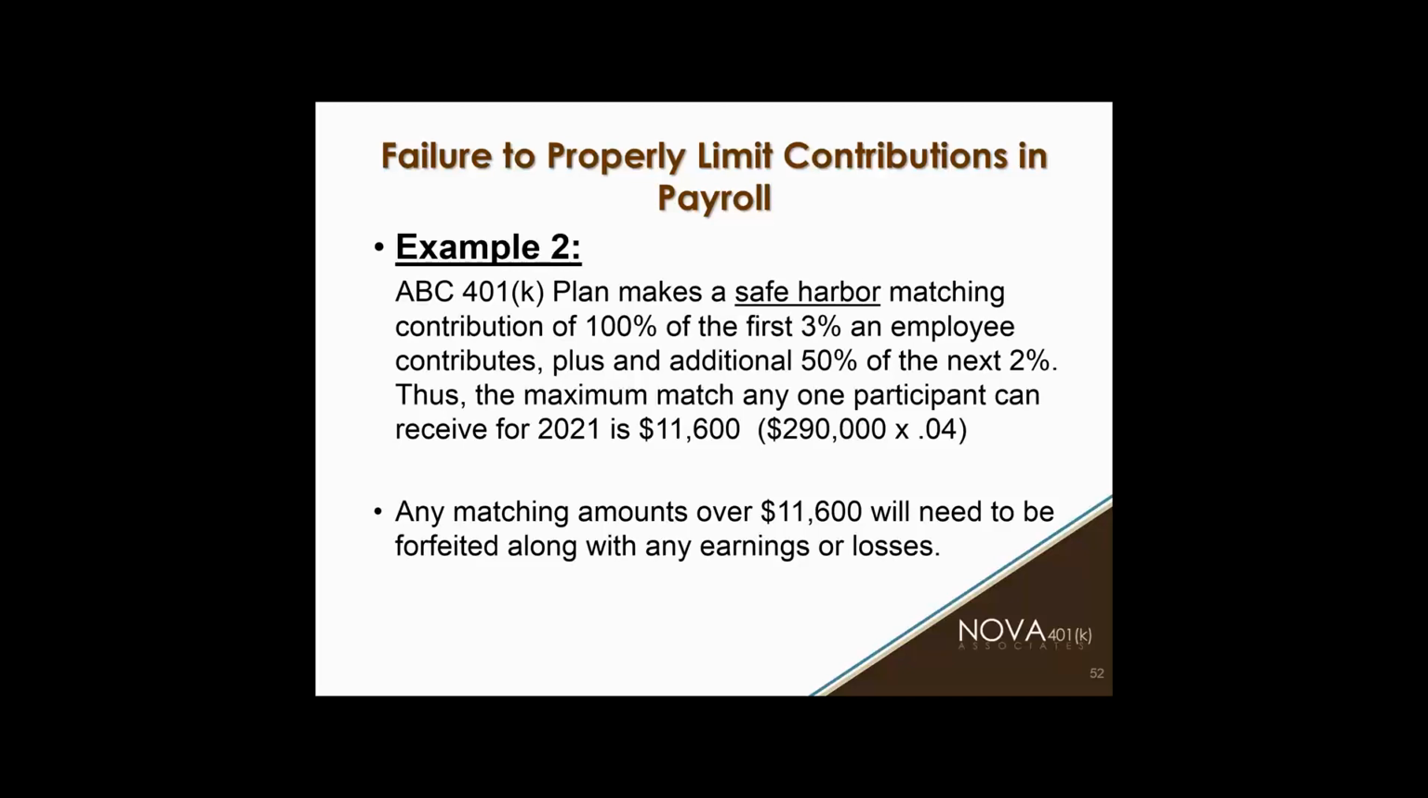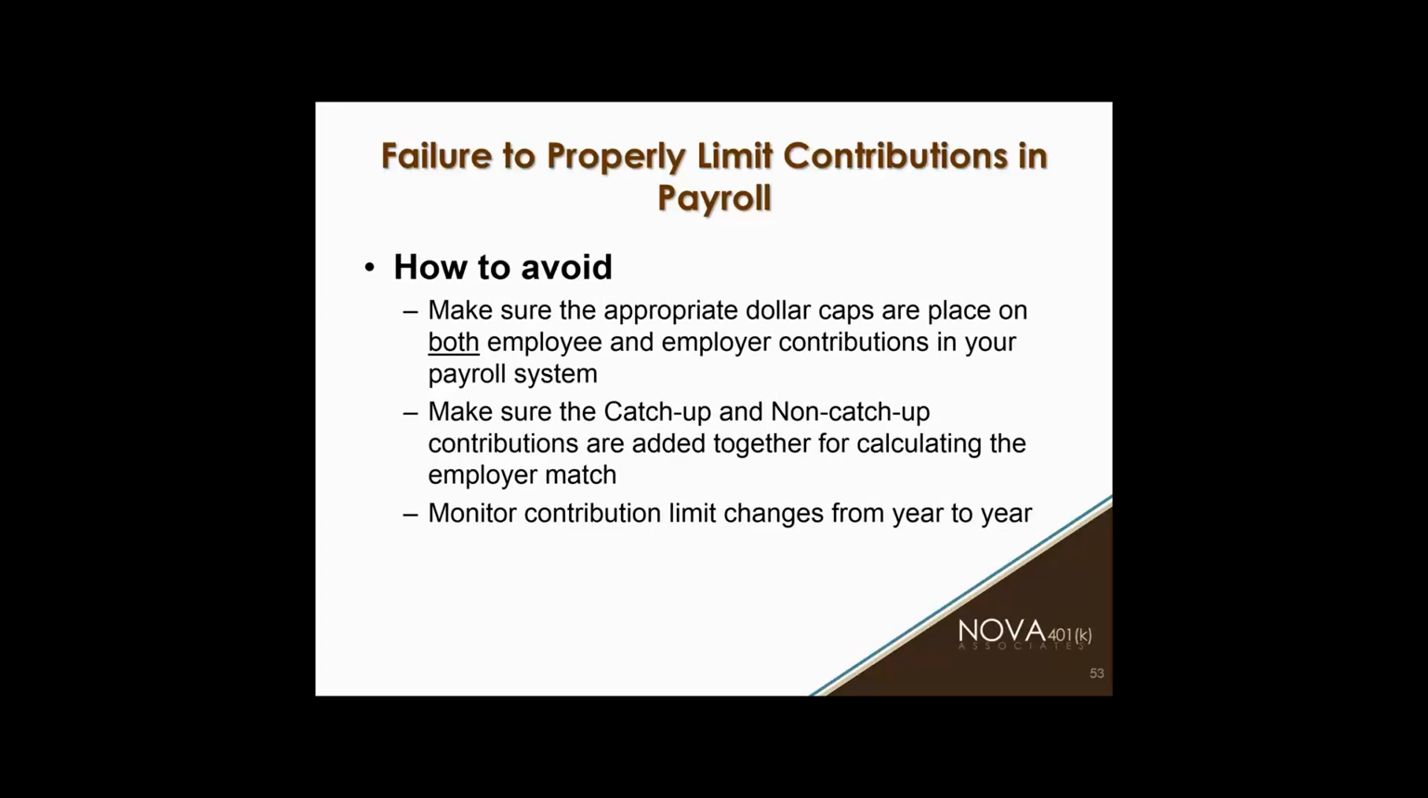This is a 4% formula. You take 4% of 290, but this is for safe harbor plans. If you've got a safe harbor, basic matching safe harbor plan, no person should ever get more than $11,600 in match for this year. And so you need to set up your caps in payroll, your maximum amounts, so that they cut off when people hit these dollar amounts on the match. That's how you prevent this problem, which is kind of what I just mentioned here.